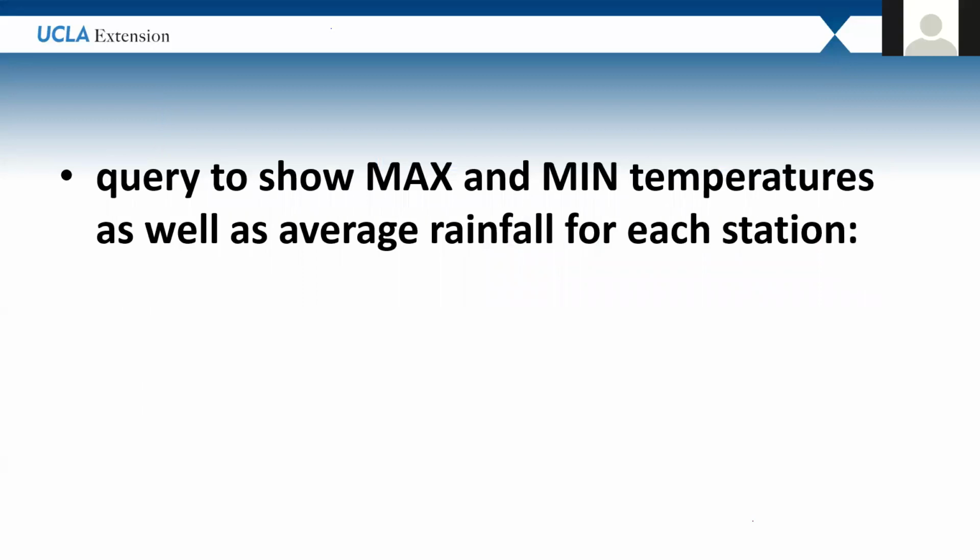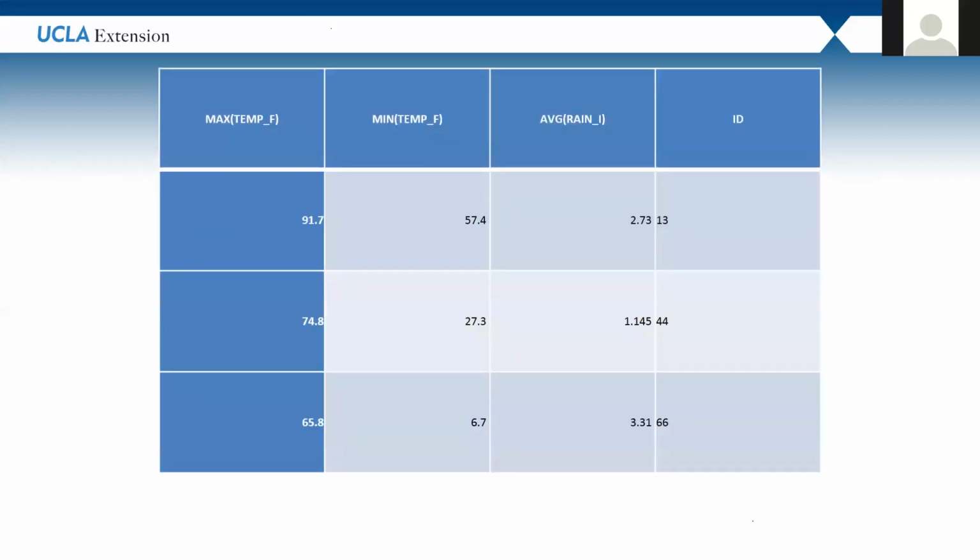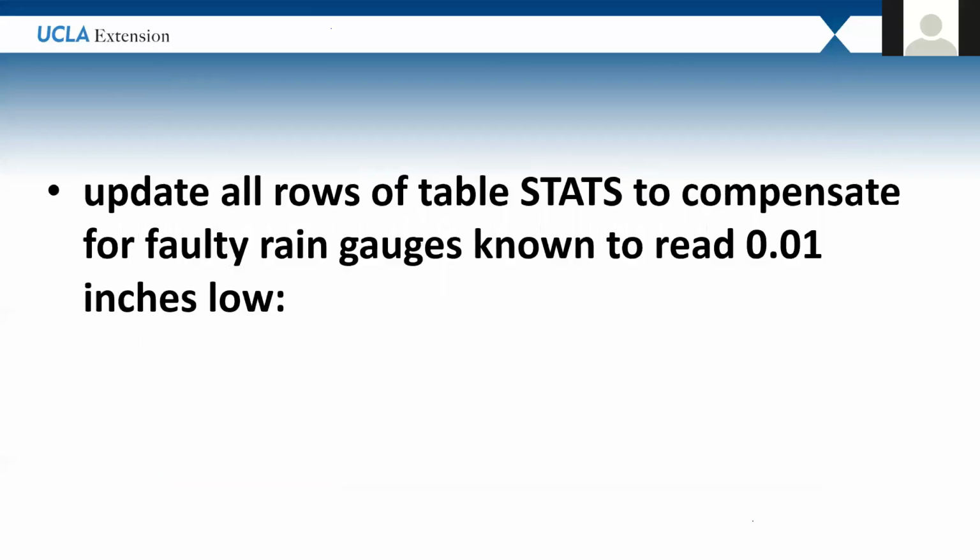Let's do a query using the aggregate functions, max and min, and average. Here's a query to show max and min temperature, as well as average rainfall for each station. So we select maximum temperature, the aggregate function, over all the temperatures, and min over all the temperatures, average the rainfall, and get the ID column back from stats, group by ID. And voila, here is your result set.